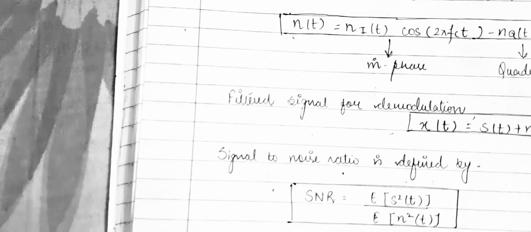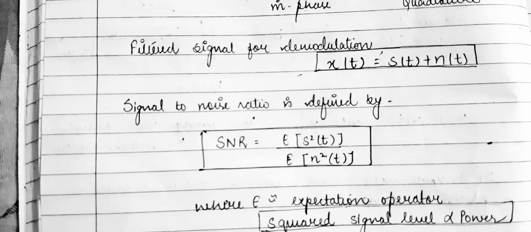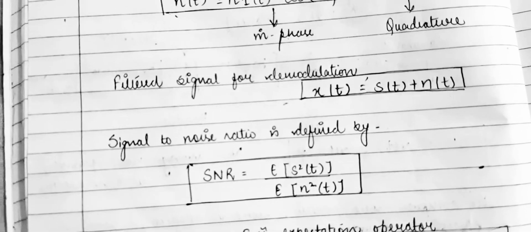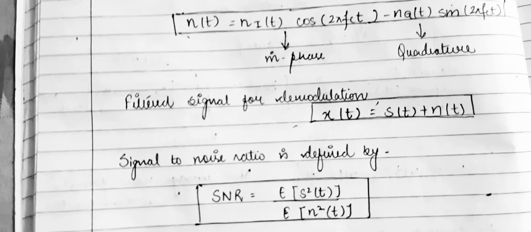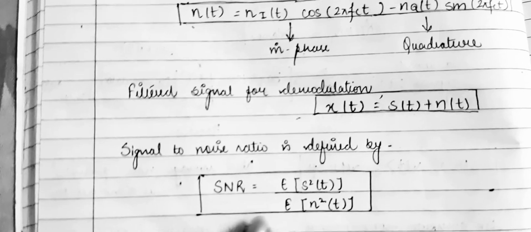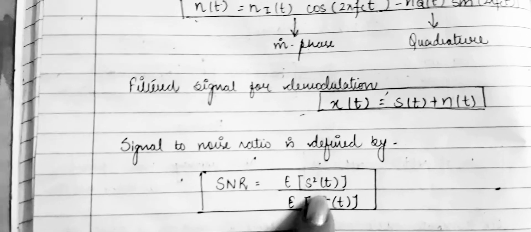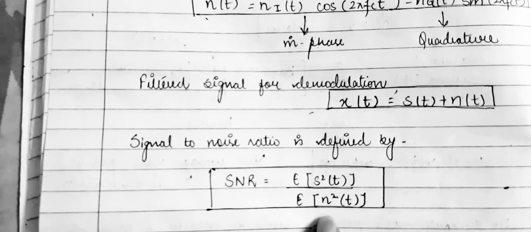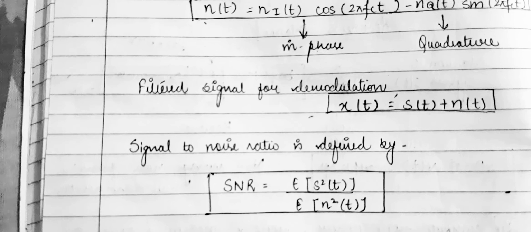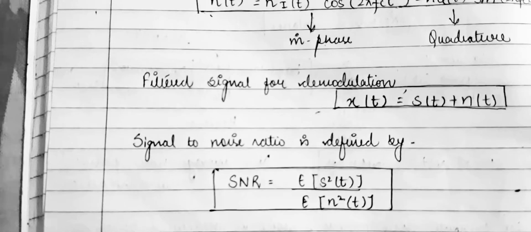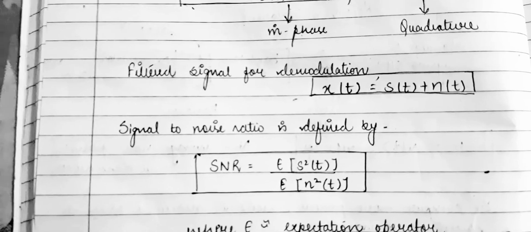By this we can define SNR using an expectation operator. The signal-to-noise ratio is defined as SNR equals the expectation of s squared(t) over the expectation of n squared(t). Here E is used as the expectation operator. The squared signal level is proportional to power.